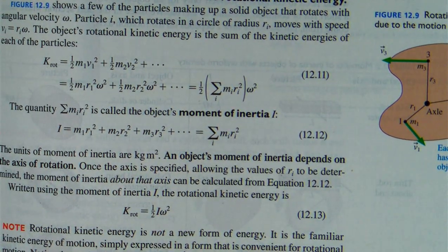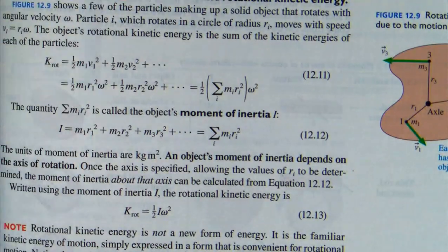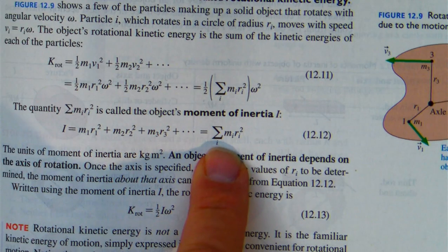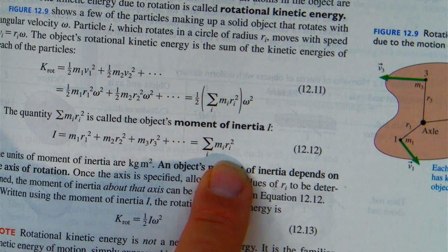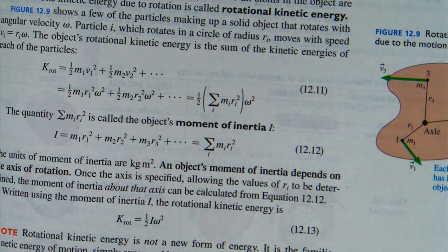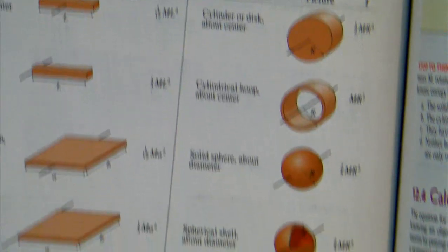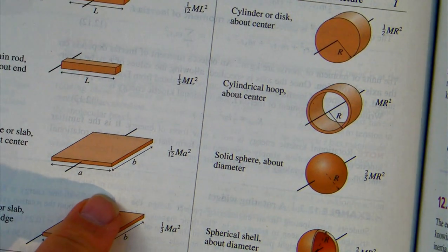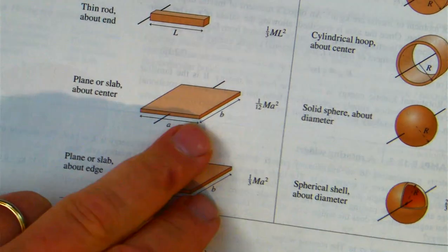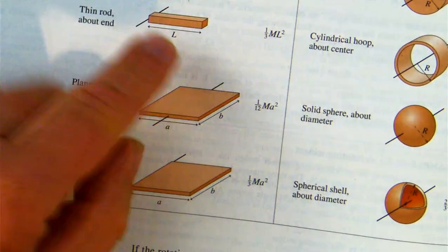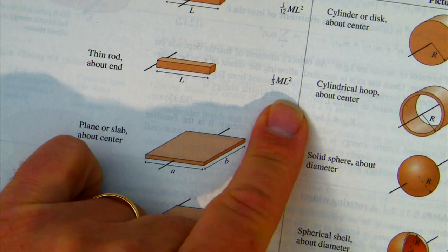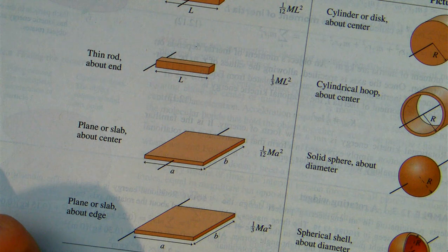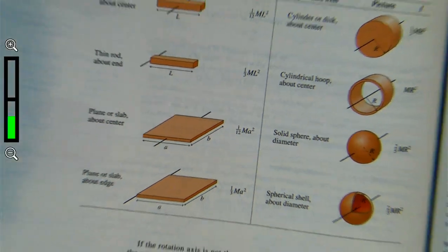So I is not explicitly listed, but it's the integral of r squared dm. So the table you're going to refer to, it'll be on AP test questions, they tend to give you these values for the particular problem that you're working on and say, don't forget, for a long thin rod about its end, here's the formula. Sometimes they might ask you to do the integration for a certain shape.